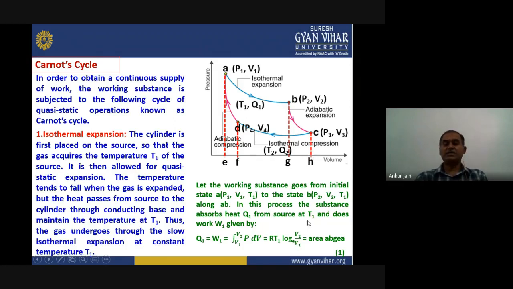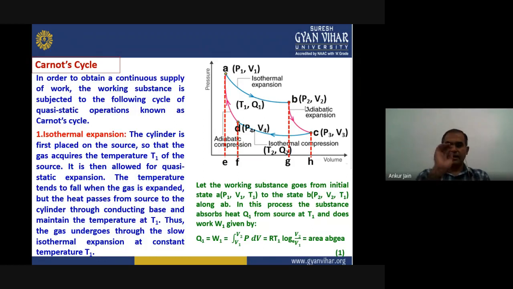So the final expression of the work done in this process will be equal to RT1 log V2 upon V1. And if we look at the pressure-volume graph, it is equal to the area ABGEA. This is the area which represents the work done in this process. Because this is expansion, the work is done by the substance.